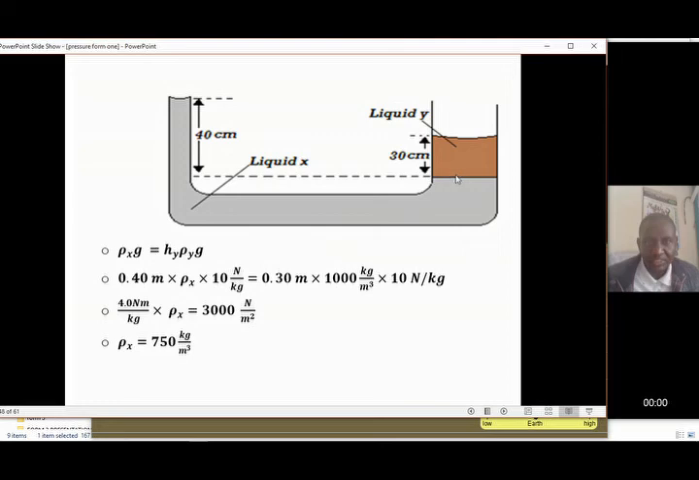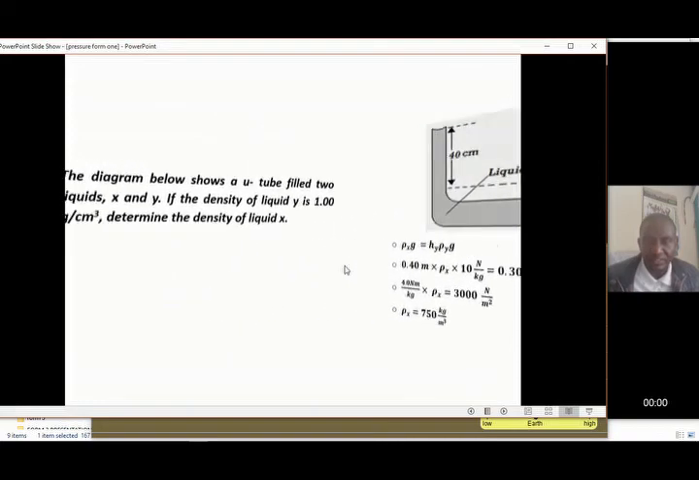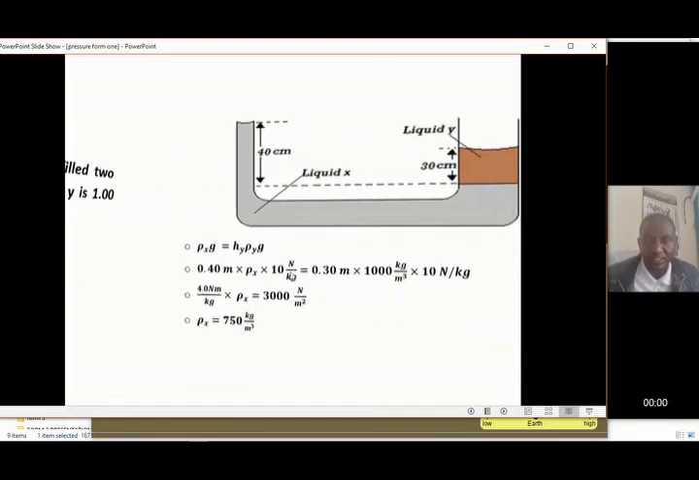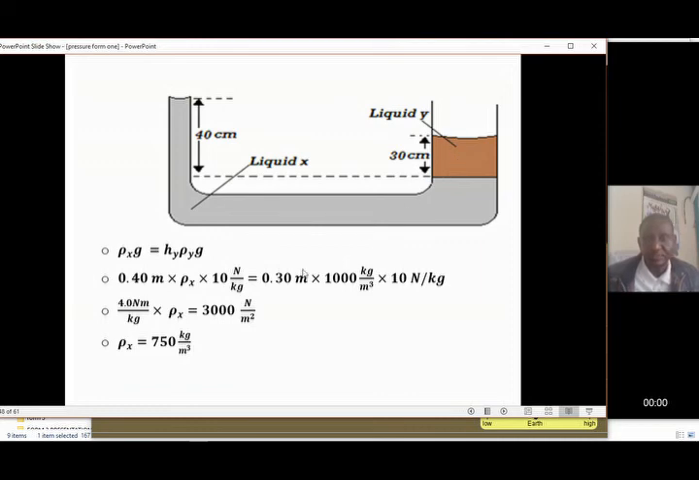What about this point here? It's also going to be height times the density of the liquid times G. So the height here is 0.4 times density of this liquid times 10. This one is 0.3 times the density of this one. We are already told the density of Y is 1, which is actually 1,000. So 0.3 times 1,000 times 10. And after substituting all this, you get the density of the liquid as 750 kg per meter cubed.